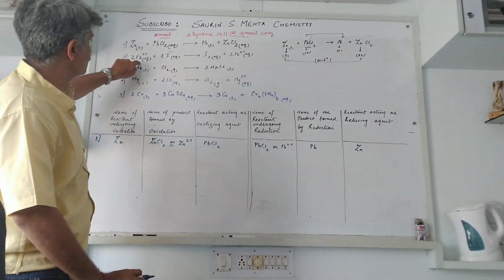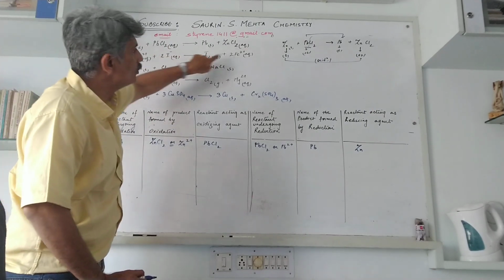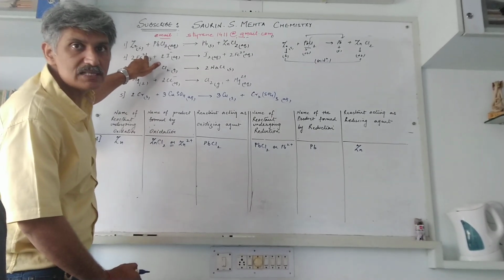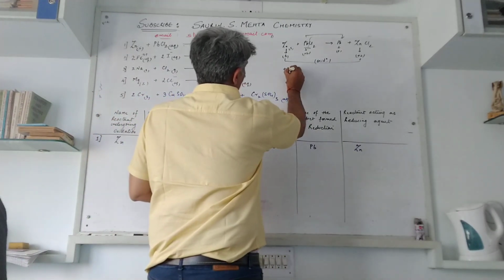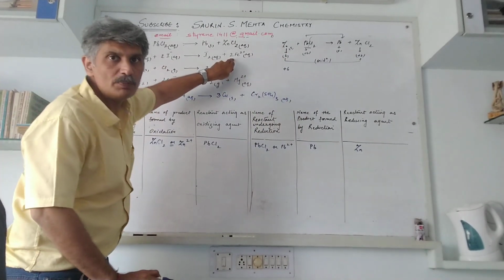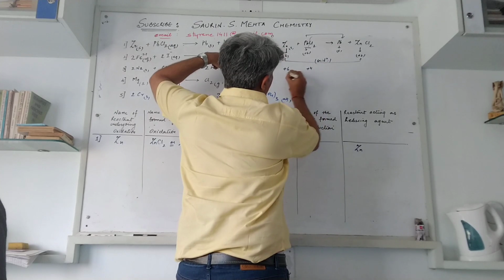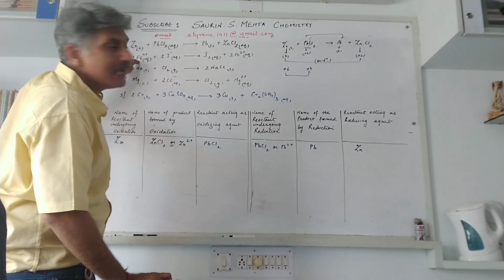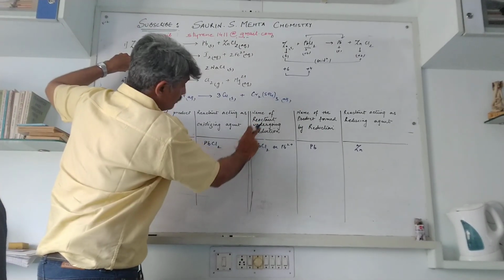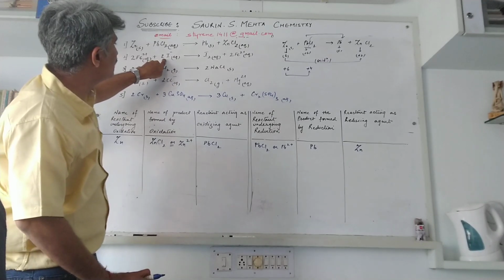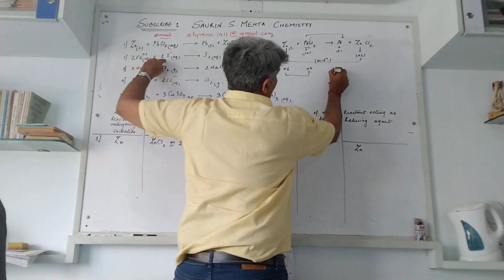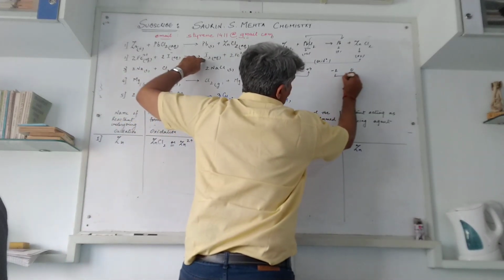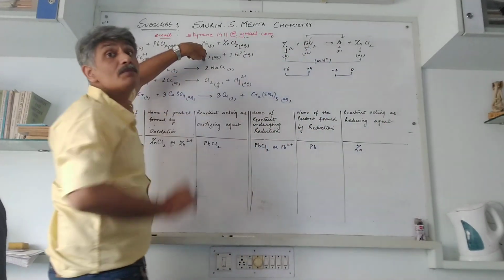We have 2Fe3+ plus 2I- giving I2 plus 2Fe2+. Now see, this 2Fe3+ makes a total of +6 oxidation state, and it converts to 2Fe2+, which gives a +4 oxidation state. So what is happening? There is a reduction in the oxidation number, so this is undergoing reduction. On the other hand, 2I- means it is -2, and that converts to I2, molecular form, which is 0. So -2 converts to 0, that is an increase in the oxidation state.